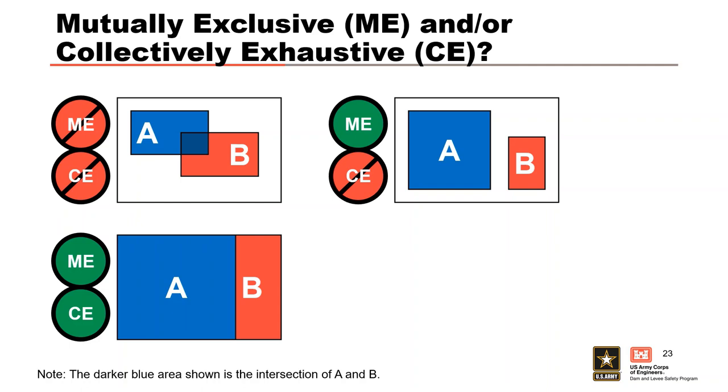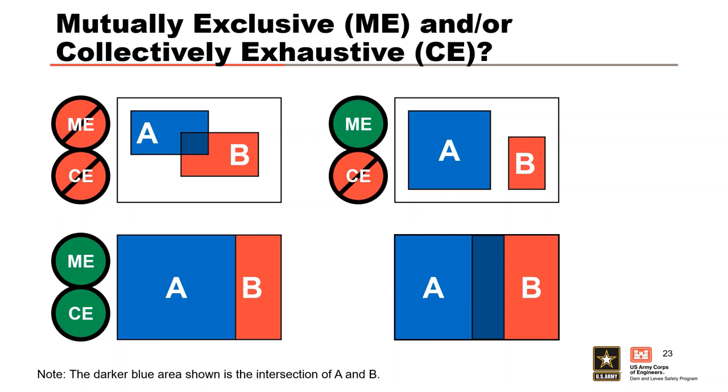Here we have our fourth and final example: mutually exclusive, collectively exhaustive, or both. Like the previous example, events A and B encompass all possible outcomes, so they would be collectively exhaustive. But because there is an intersection, the events are not mutually exclusive.